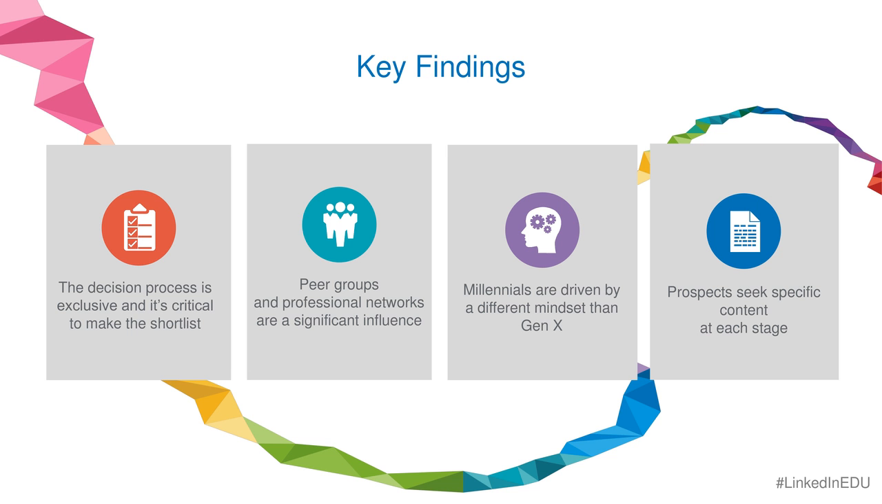And then finally, we found that prospects are looking for specific content during each stage of their decision journey. And this content varies depending on which stage of the journey they're in. So being able to know what types of content motivate specific prospects and at what stage can provide a lot of insight into how you can tailor content to the right prospect at the right time. And we'll share some examples of this later on.